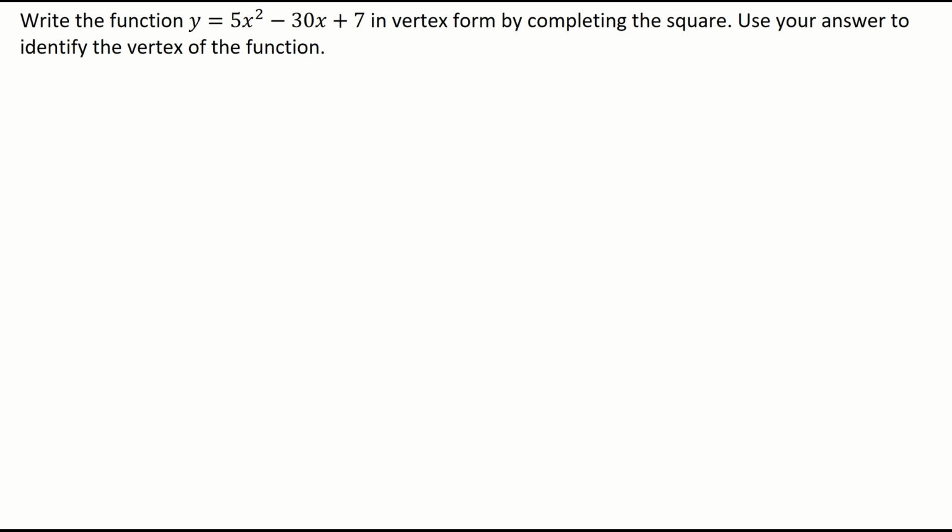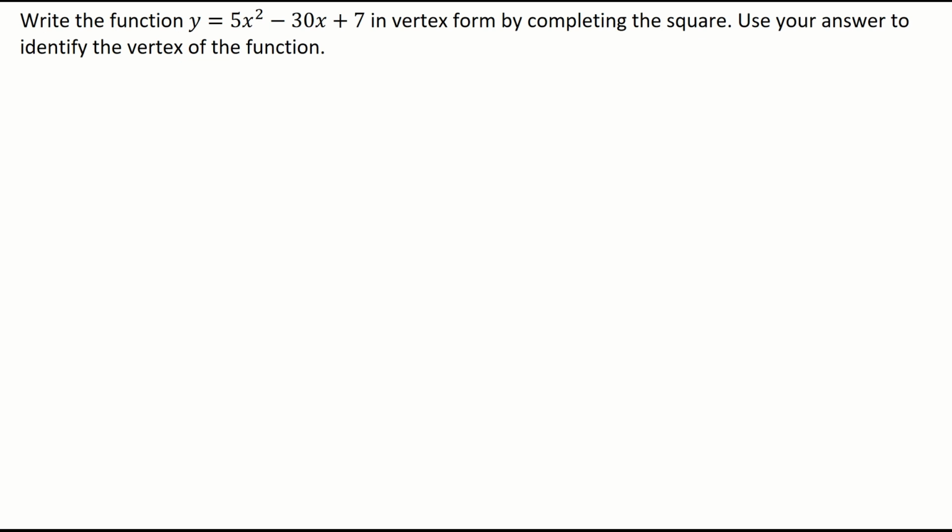In this video, we're going to learn how to convert a quadratic function that's in standard form into vertex form by completing the square. So let's look at this question together. It says, write the function y equals 5x squared minus 30x plus 7 in vertex form by completing the square. Use your answer to identify the vertex of the function.